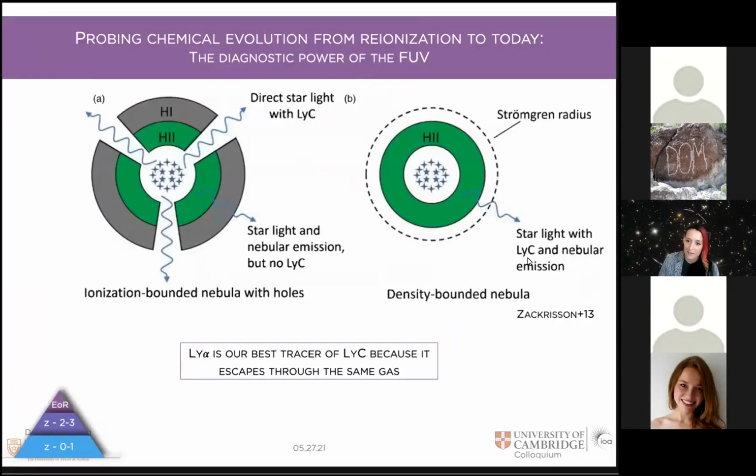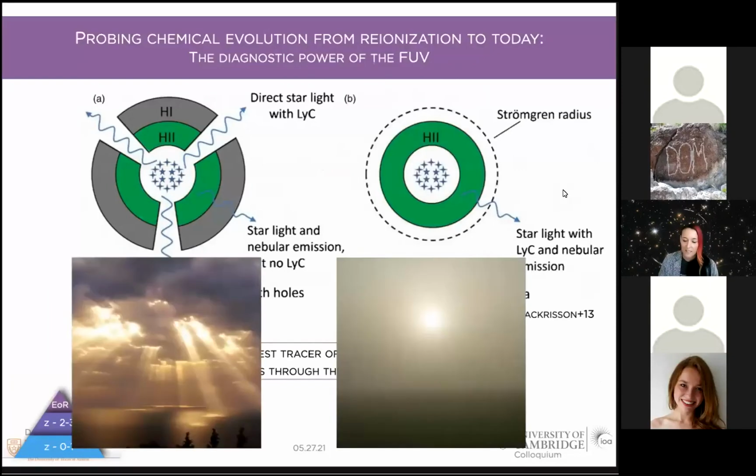When we get things like Lyman continuum and Lyman alpha to come out, there are a couple of main theories for how the ionizing photons likely escape. The first is that we've had some cleared channels that are mostly free of gas and dust, maybe from previous bursts of star formation, that then allow those photons to come out. The other is the idea of a density-bounded nebula, where you just don't have enough gas to absorb all the photons. This is akin to the different cloudy days you maybe see in Cambridge sometime. Sometimes you have these streams of light coming through, or sometimes you have a more hazy day.